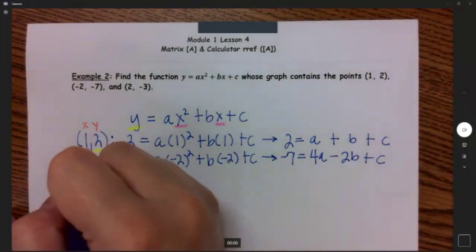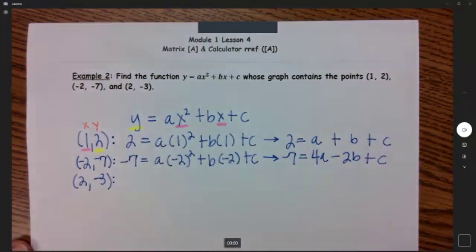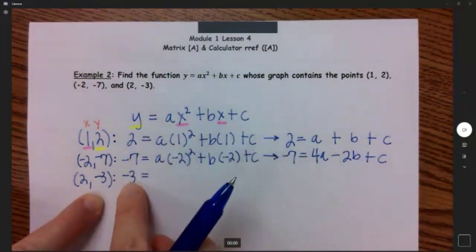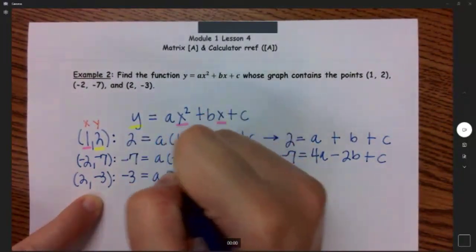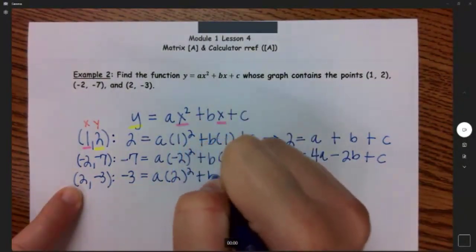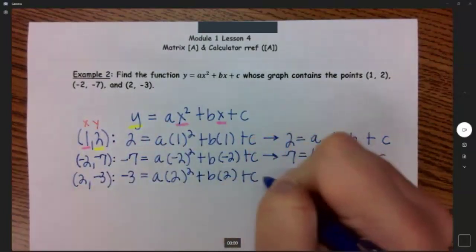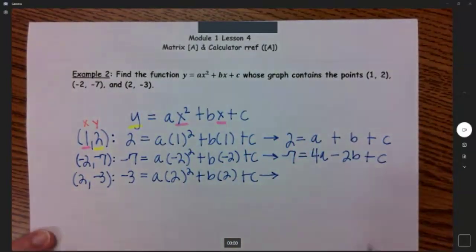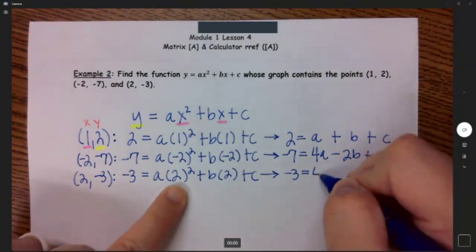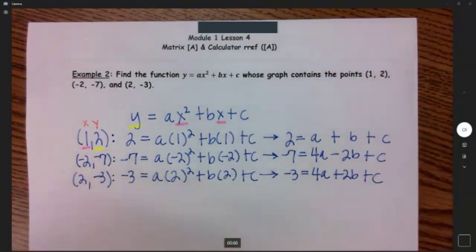One more time. 2 comma -3. We have -3 in place of our y. A times x squared, so 2 squared. B times x, so b times 2 plus c. Clean it up. We'll have -3 equals, we'll have 4a plus 2b, and then plus c.